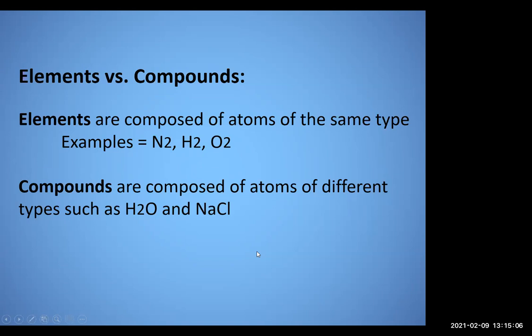Compounds are composed of atoms of different types. So H2O, you have hydrogen atoms and oxygen atoms. And then sodium chloride, you have sodium atoms and chlorine atoms put together. So that's the difference between an element and a compound. If you have any questions along the way, just go ahead and ask.